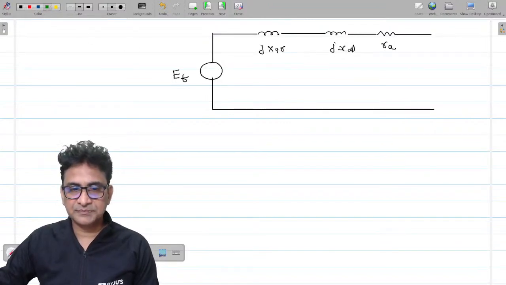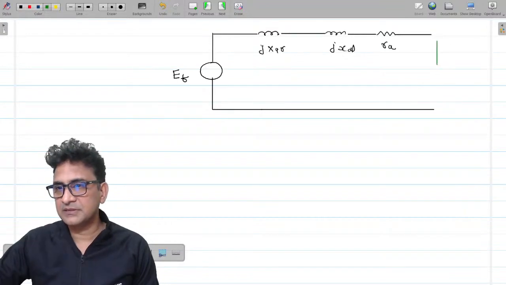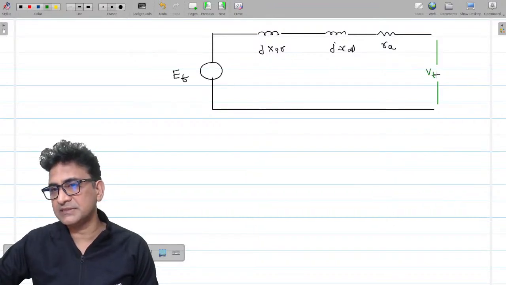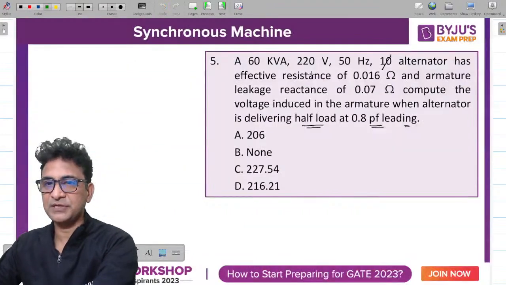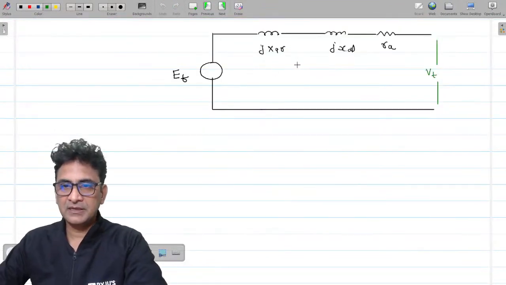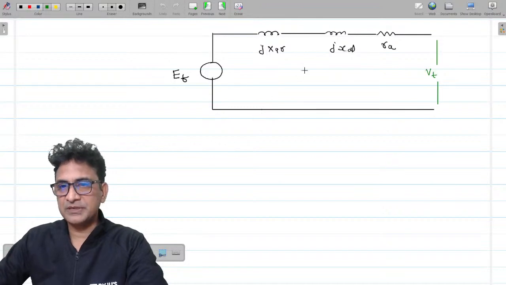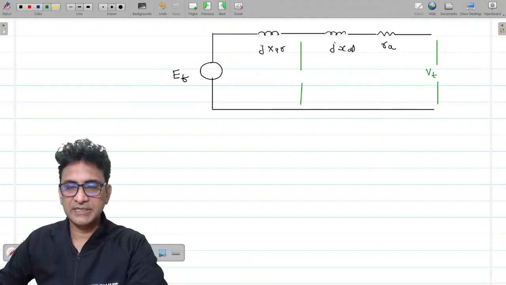So see, this is the load terminal where you connect the load. This is called the load terminal voltage. This is the terminal voltage, and this is given, it is equivalent to 220 volt. And the voltage at this point is called E.